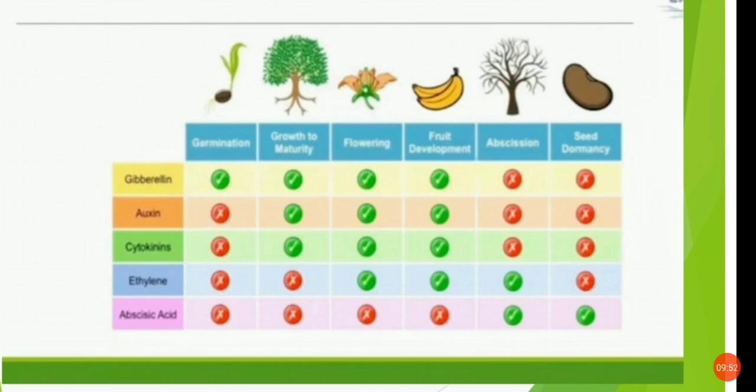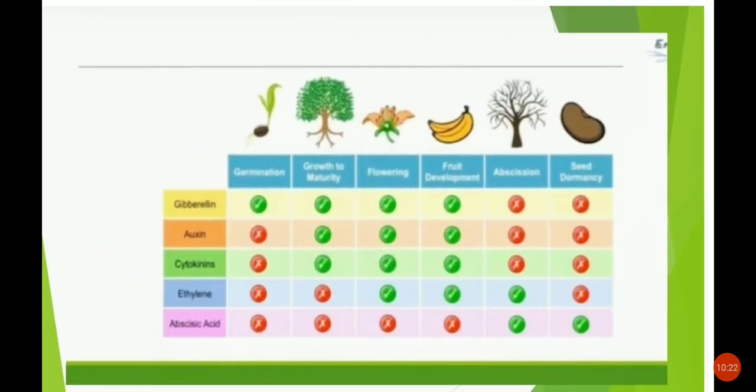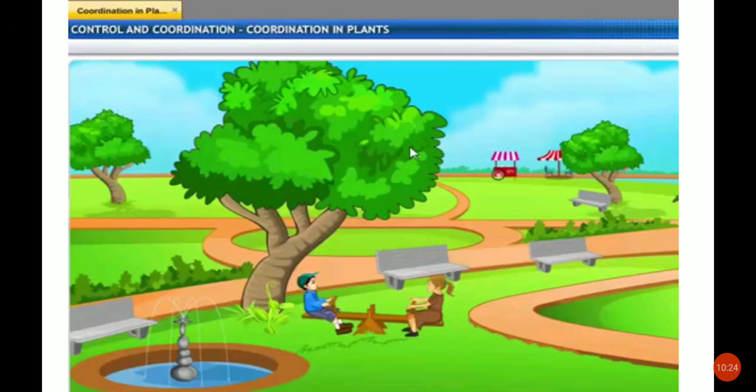And abscission. Abscission means what? Falling of fruits and leaves. That is not the work of gibberellin. That is not the function. And this is seed dormancy. Seed dormancy also is not a function of gibberellin. So like this, you can go through this table. It is very helpful to you. Yes. So go through this video.